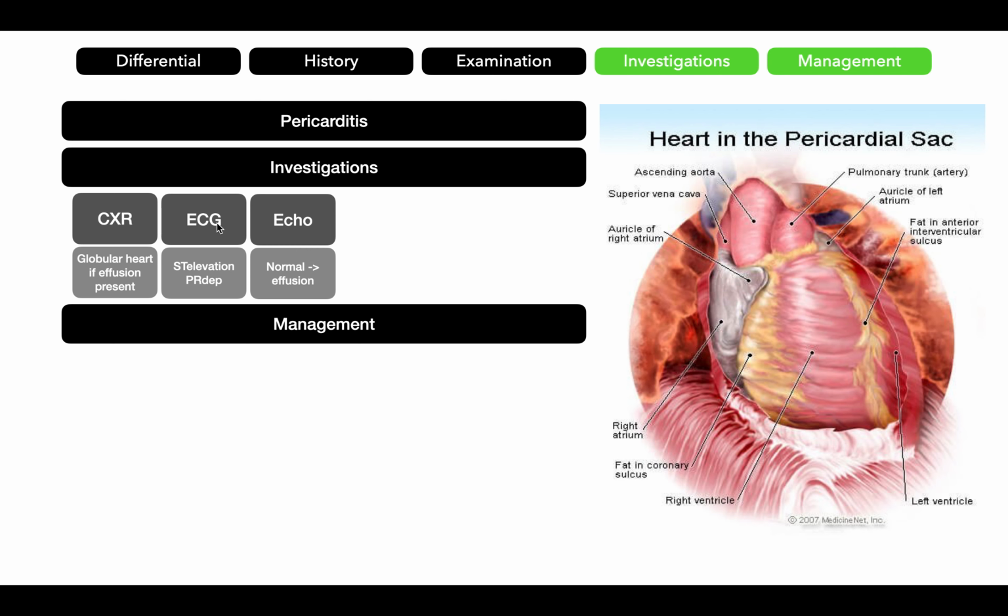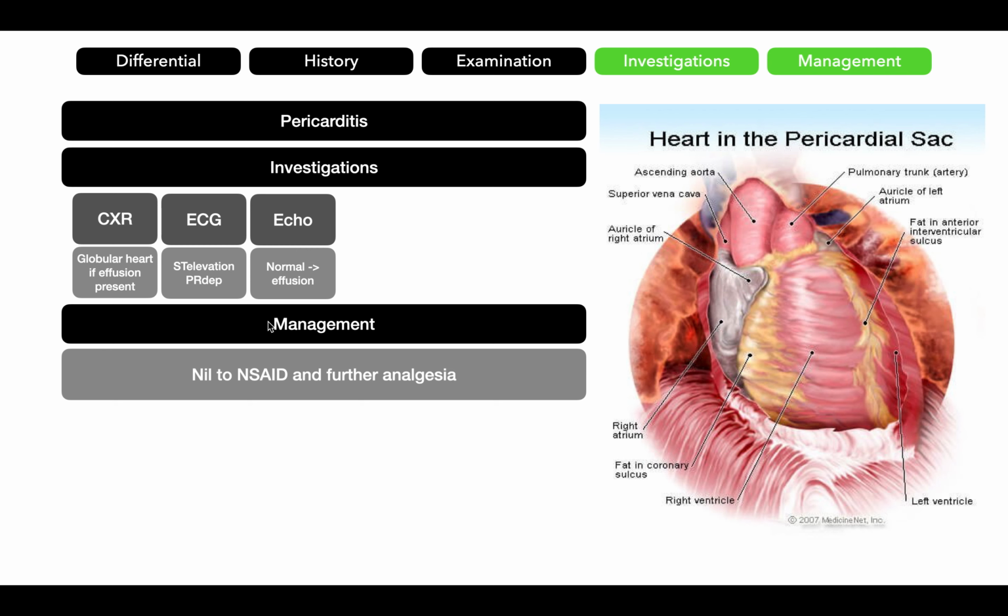You can do a chest x-ray, ECG, and echo. The chest x-ray will show a globular heart if there's an effusion present. So as this thickens, it will look globular in shape in the centre of the mediastinum. You can order an ECG and an echo. ECG might show ST elevation with PR depression, so it could be a STEMI mimic here. And the echo will look normal unless the pericarditis is starting to form an effusion within the pericardial cavity, in which case you'll see that on echo. And you might see it on chest x-ray as well.